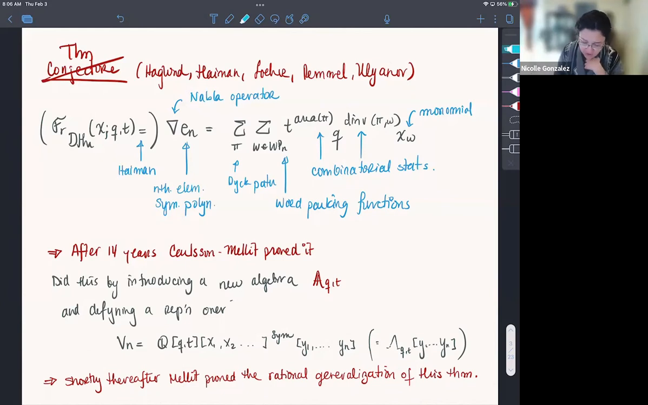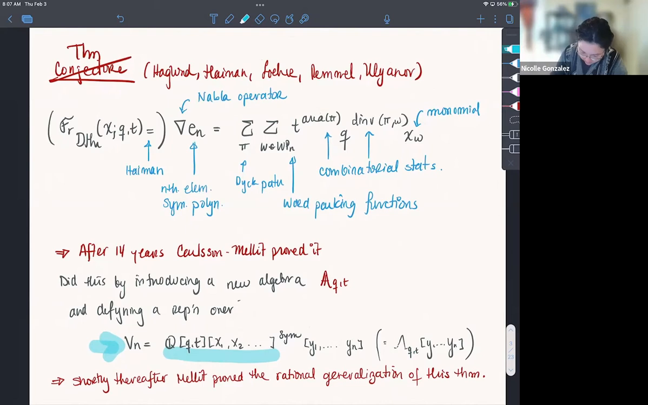And defining a representation of this algebra over these spaces that we're going to call V_n, which are really just going to be essentially the ring of symmetric functions in infinitely many variables, and some additional variables y_1 through y_n.